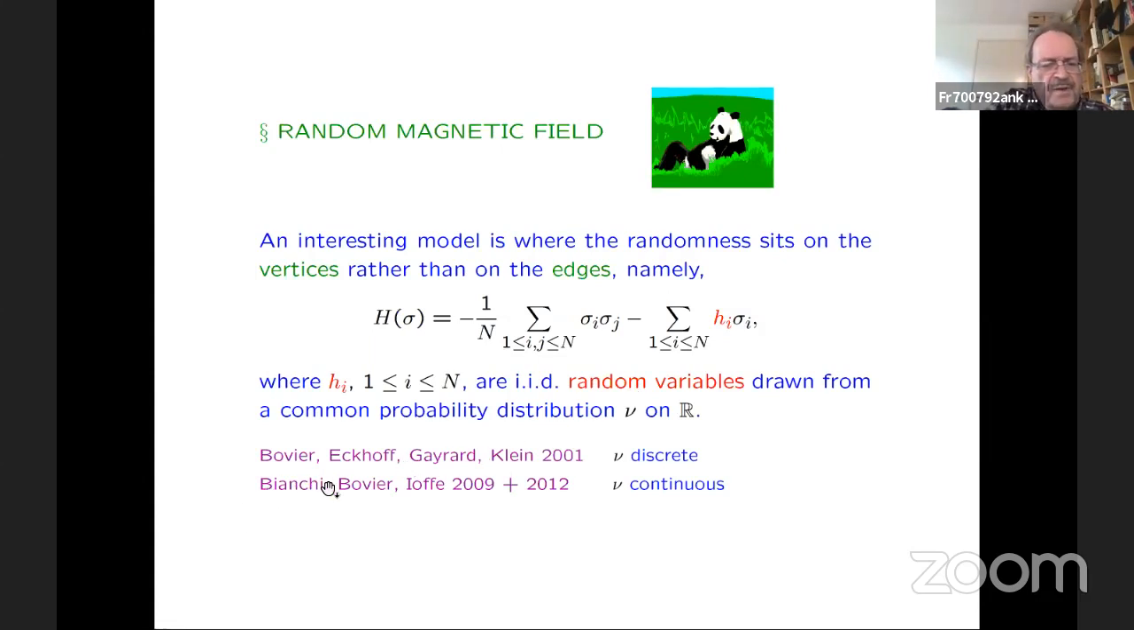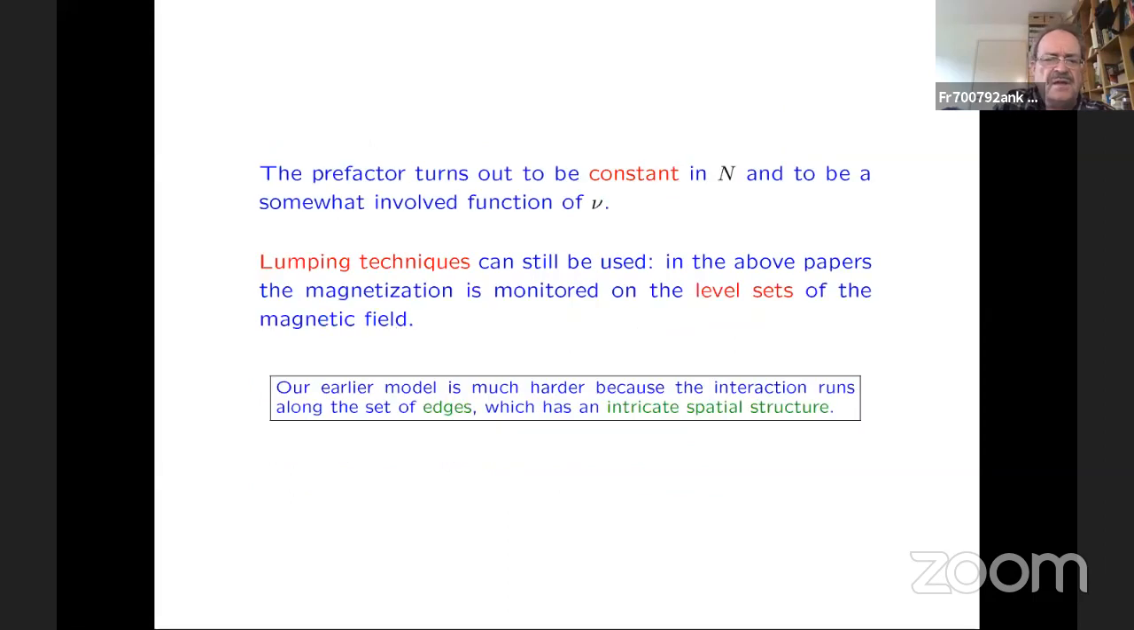And there was a paper by Bianchi, Bouvier, and Jolivet, 2 papers where they then said, okay, if this has a continuous distribution, these random variables, then, well, the story becomes more complicated and you need to do a lot of work to get there. But this is, again, a success story in that case, because you can still use the lumping techniques.